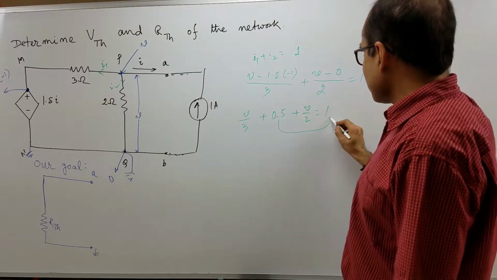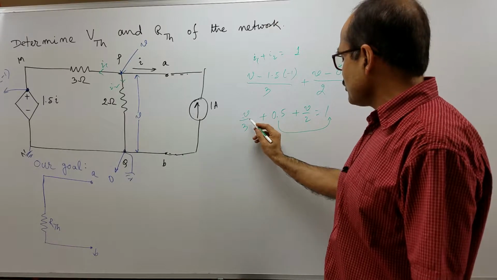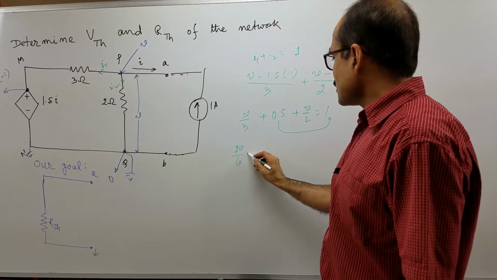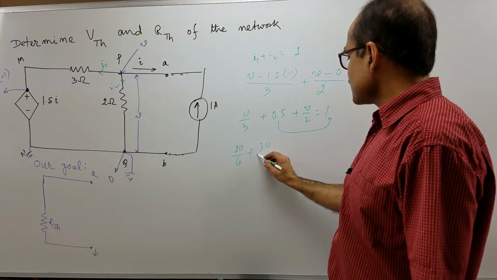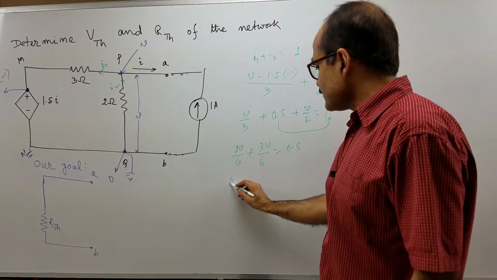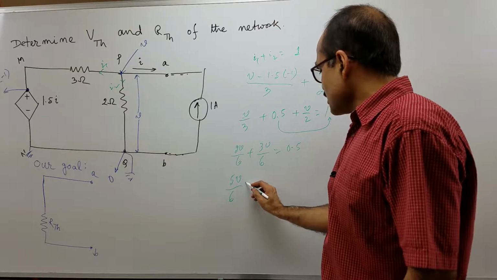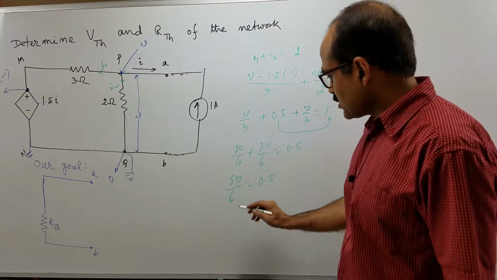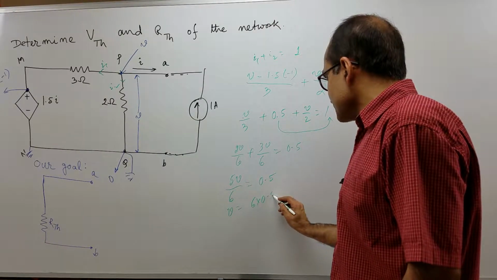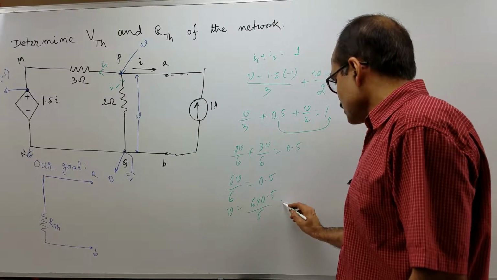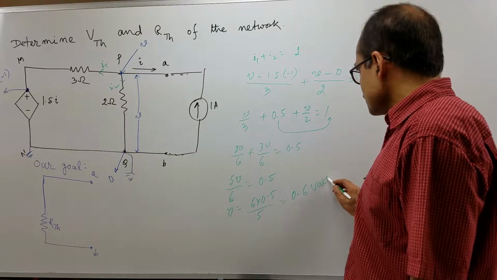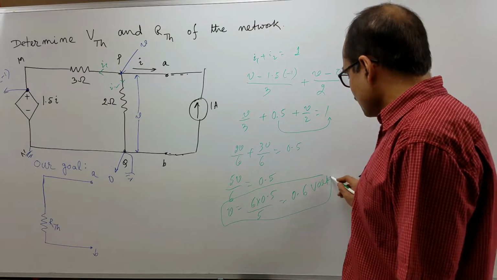Now, I send 0.5 to this side and we add V over 3 and V over 2. So, we get 2V over 6 plus 3V over 6 is equal to 0.5. So, 3 plus 2, that is 5, V over 6 is equal to 0.5. So, V is equal to 6 times 0.5 over 5. So, this is 0.6 volt. So, V is equal to 0.6 volt.